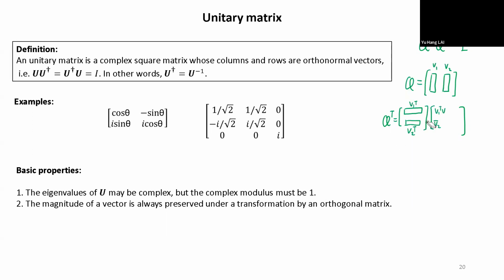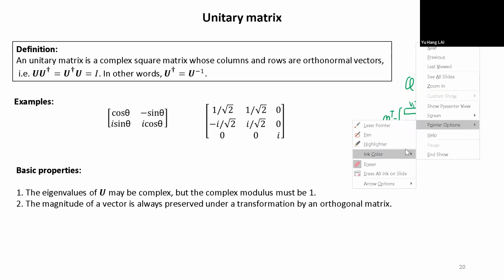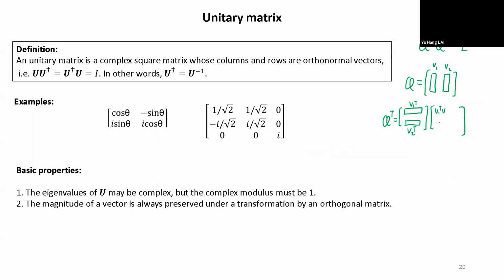In this case, I'm still talking about real vectors, just reviewing what I said last time. So we get V2T V1, then V1T V2, and then V2T V2. As I said, if V1 V2 is an orthonormal basis, then V1 dot V1 is 1, V2 dot V2 is 1, and these two other elements are 0.